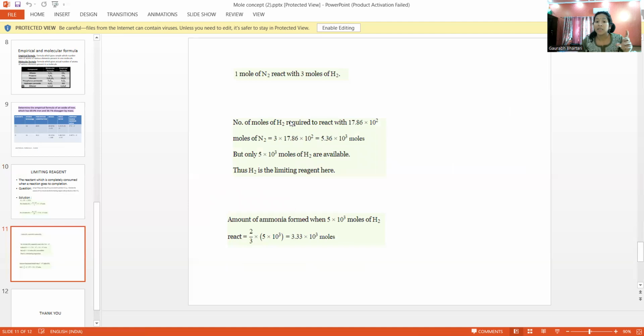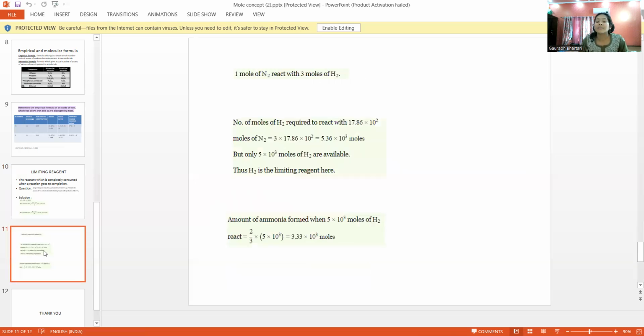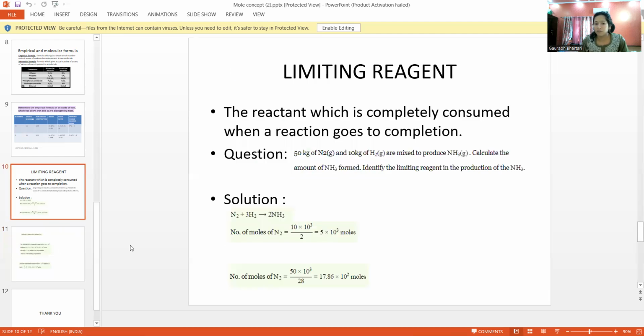The hydrogen needed is more, so hydrogen is present in a limiting quantity. Thus, hydrogen is the limiting reagent here. As I already said, the reactant which is completely consumed when a reaction goes to completion is the limiting reagent. Since hydrogen is needed in an excess amount but we have a limited amount of hydrogen, hydrogen is the limiting reagent. So we have our answer to the first part.